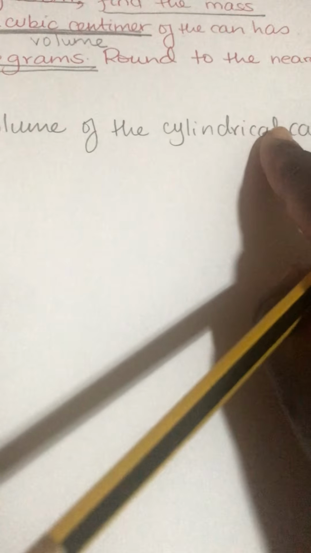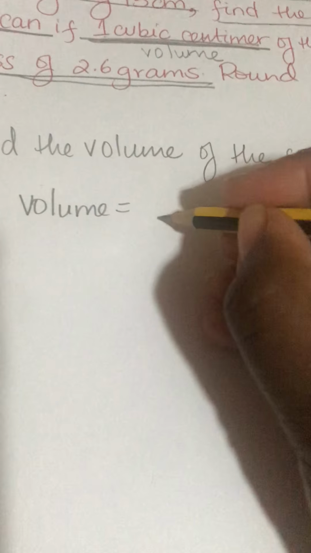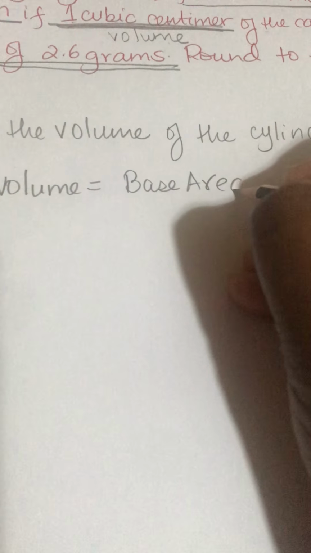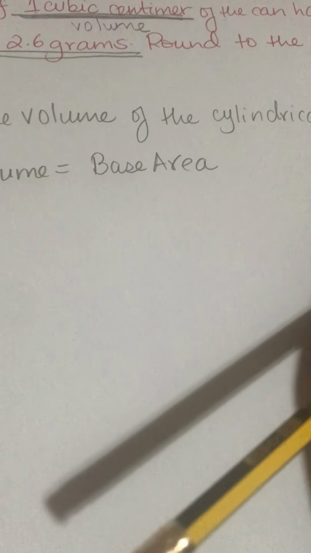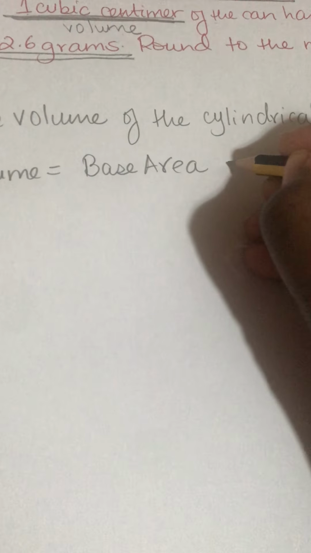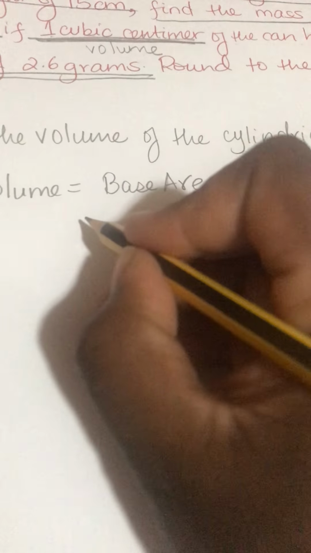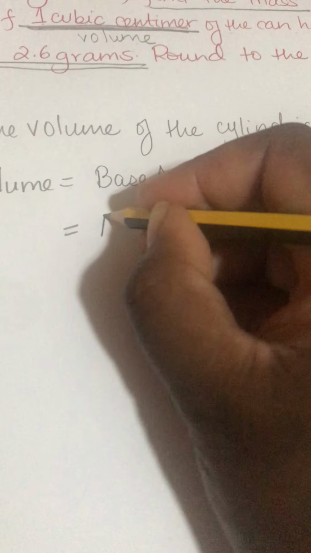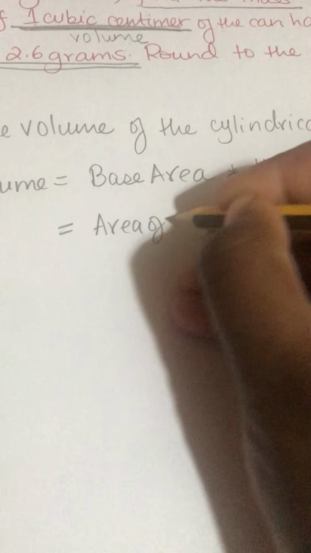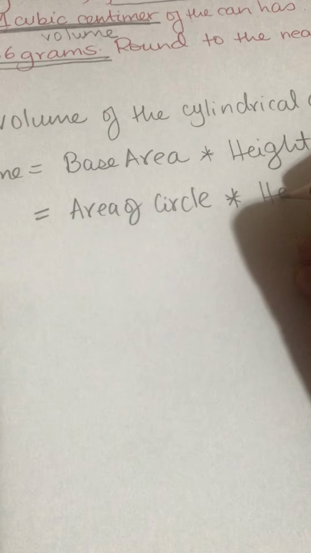Okay? How do we find volume of a can? So we're going to say volume equals base area. I told you, you must start with this. You cannot start halfway. This is step 1, base area times height. You must do this part. Then my base area is a circle. That means area of circle times the height of the can.